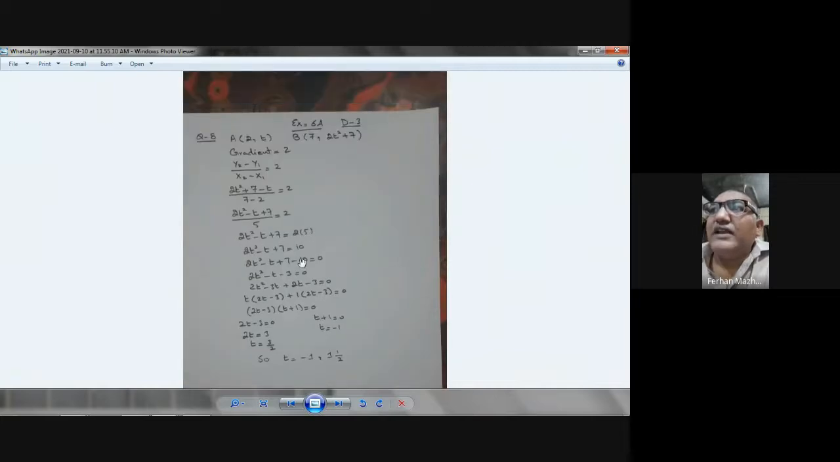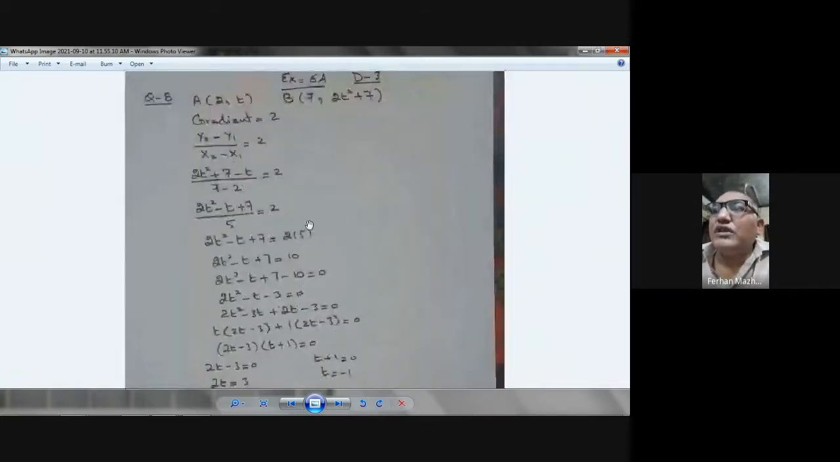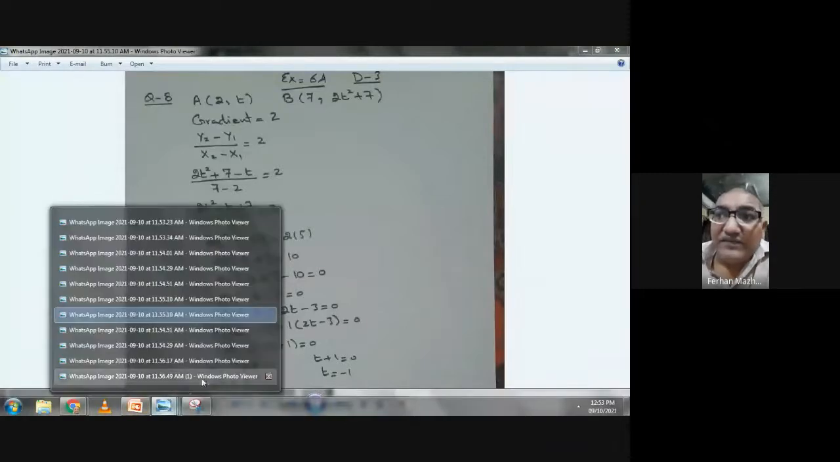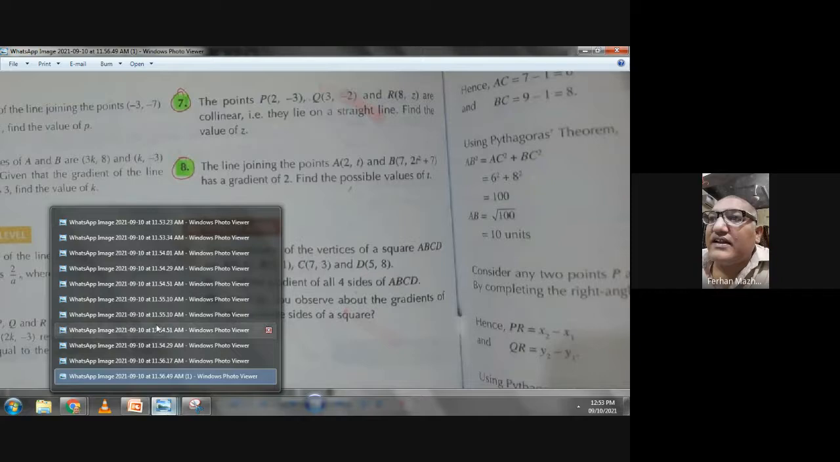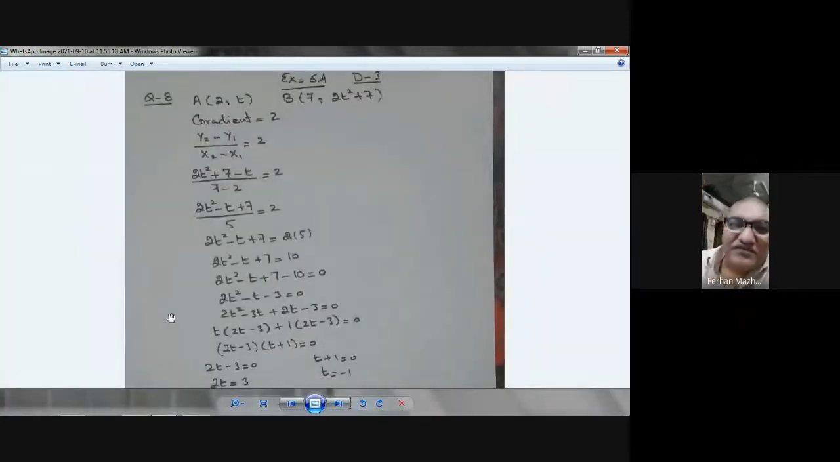So in question number 8, the 2 points are given, and the only problem with these questions is, they are not difficult actually. If you look at question number 8, it says the line joining the points A (2, t) and B (7, 2t squared plus 7) has a gradient of 2. Find the possible values of t. Now you see, the gradients are a little different in the way they have been represented. That's why I want to show you this question so that everybody can do it. So this is question number 8.